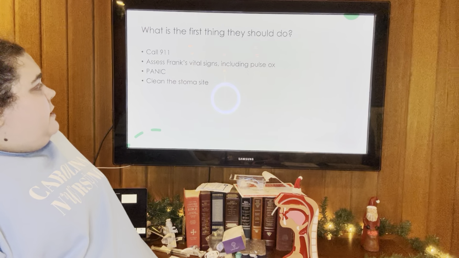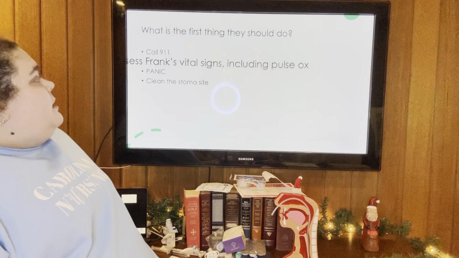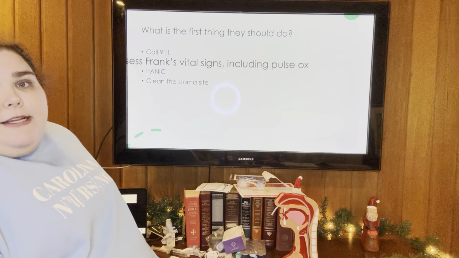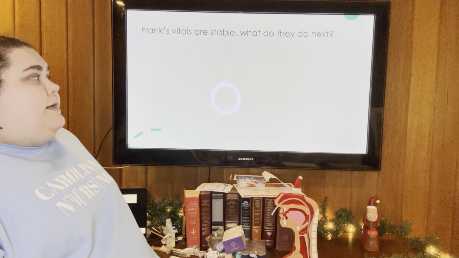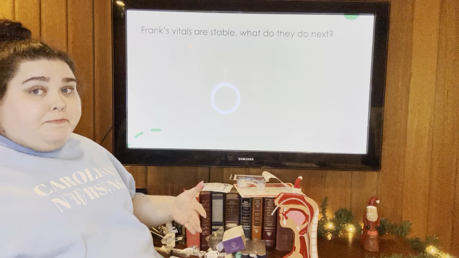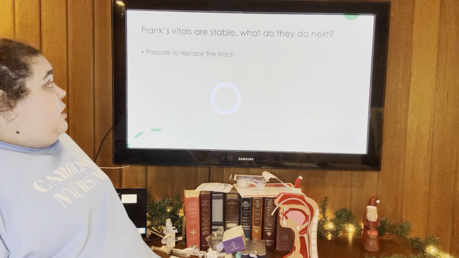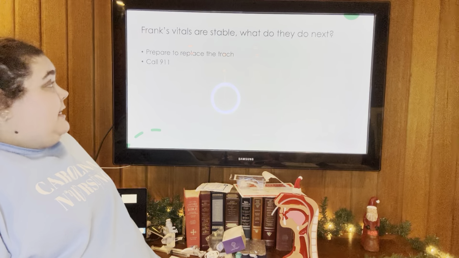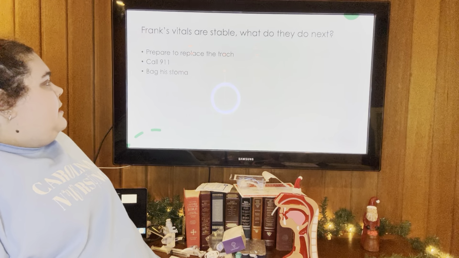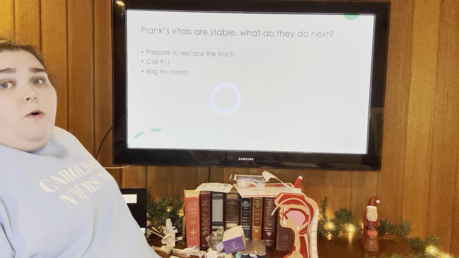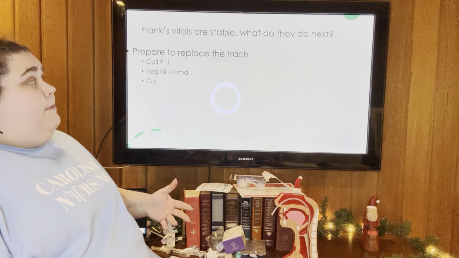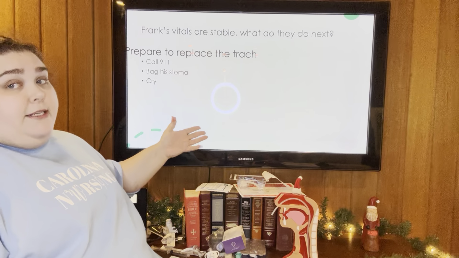As I'm sure you can all guess, we're going to assess Frank's vital signs, including pulse ox, and determine that he is stable. So what are we going to do next? Call 911, prepare to clean or replace the trach, bag his stoma, or Linda is just going to cry. So we're going to prepare to replace the trach.